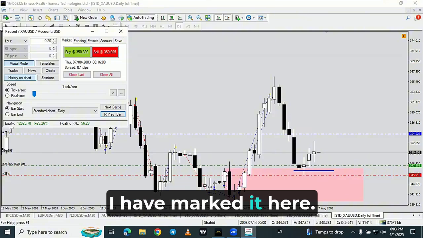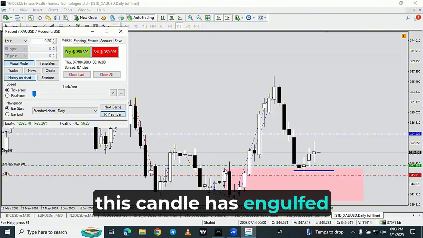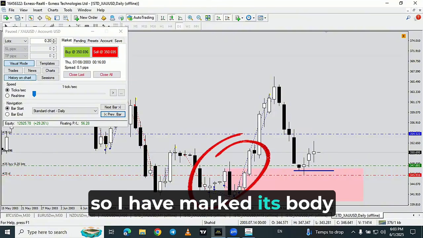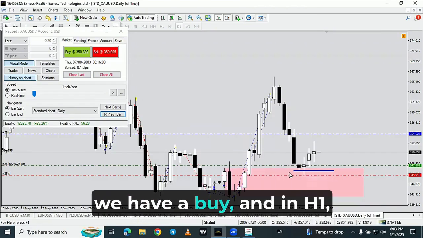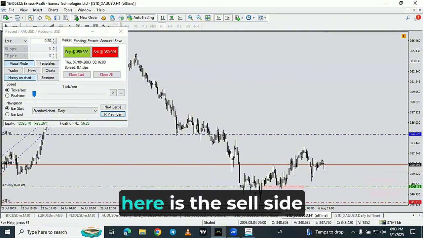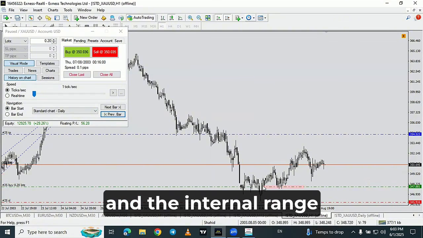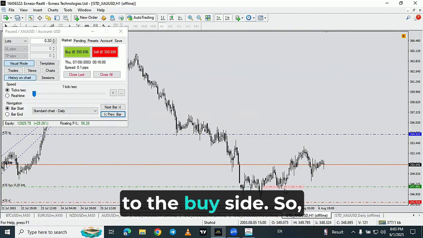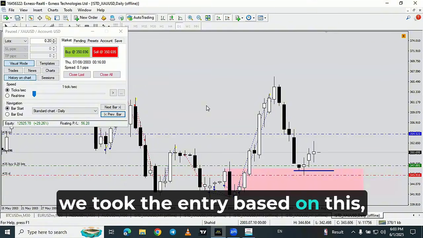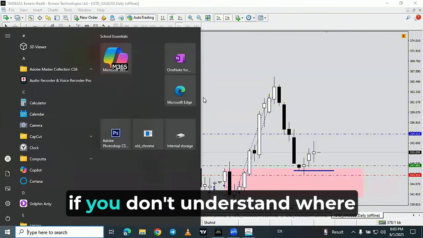I have marked it here. See, this candle has engulfed this candle, so I have marked its body and its wick here. Okay, so on this engulfing we have a buy, and in H1, as I told you earlier, here is the sell side and buy side, and the internal range liquidity, this whole structure has shifted to the buy side. So we took the entry based on this.